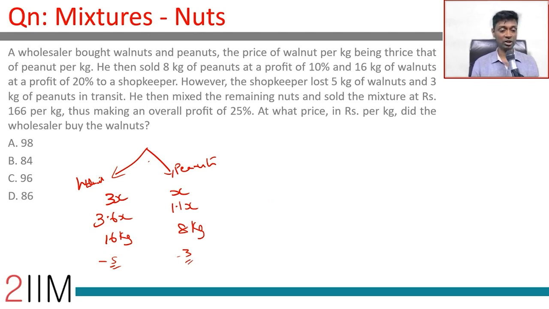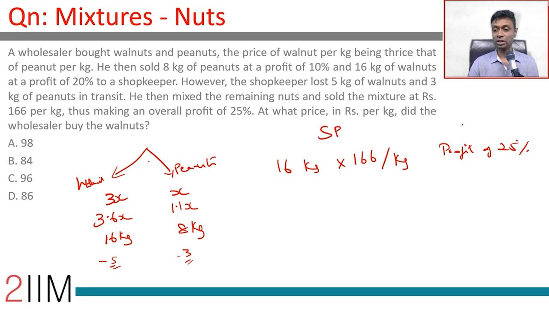11 plus 5 is 16, or from 24 we lose 8. He sells 16 kilograms at 166 per kilogram. Right. And he makes a profit of 25%. So this is the selling price. There should have been some cost price. I'm talking about the transaction of the shopkeeper.